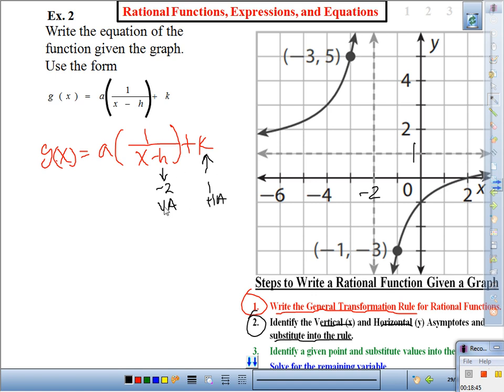So I'm going to rewrite this in black, and now including these values. g of x equals a, parentheses, 1 over, pay attention to this part, look, x minus, what is h? -2 plus 1. Some of you are like, why did you do -2 if we already had a negative? Because negative is part of the formula, and the -2 is where it crosses. And why do we do that? Because negative times a negative becomes a positive.